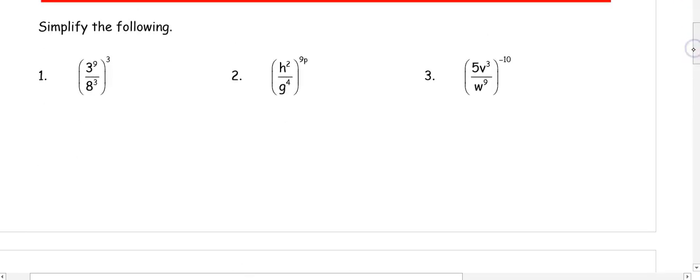So let's look at a few examples. In number 1, we have 3 to the 9th over 8 to the 3rd, all raised to the 3rd power.